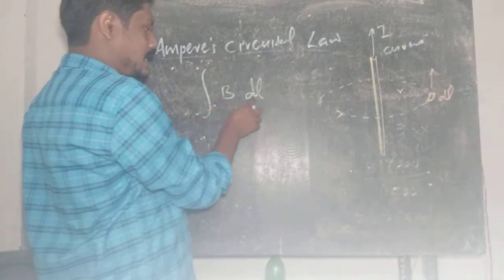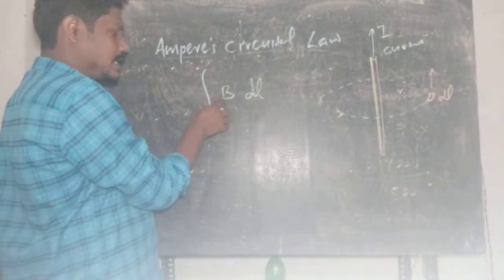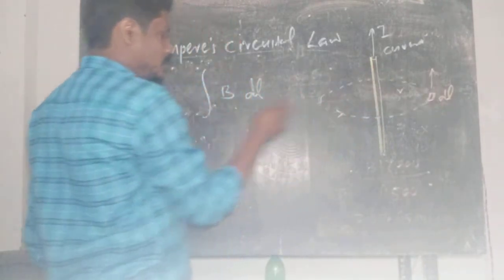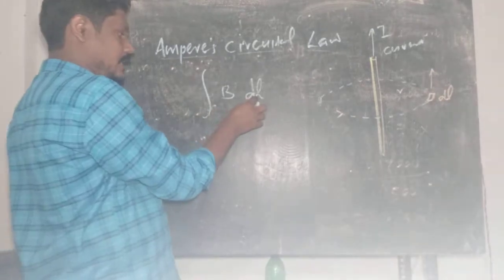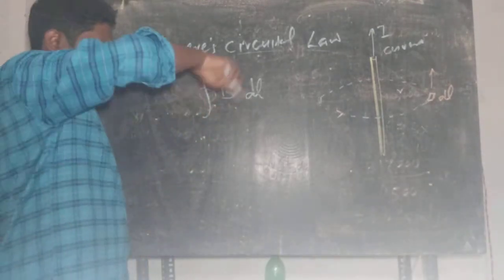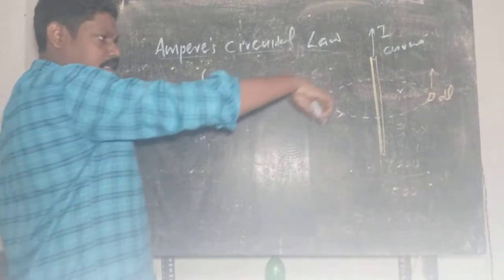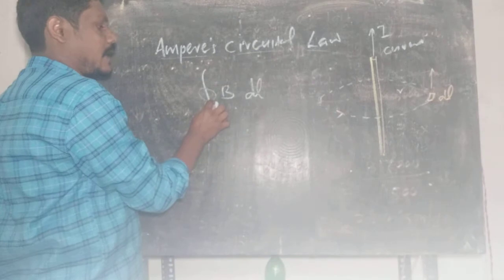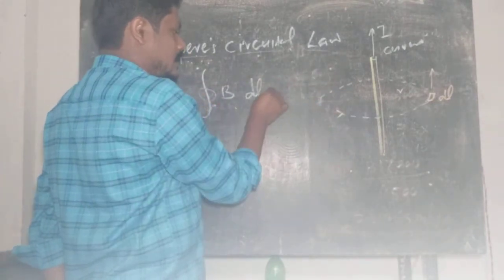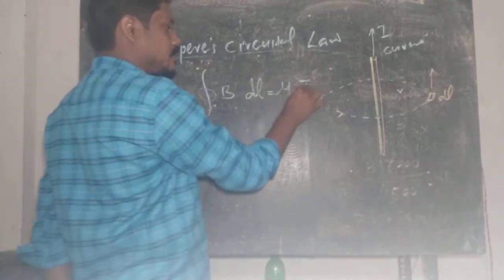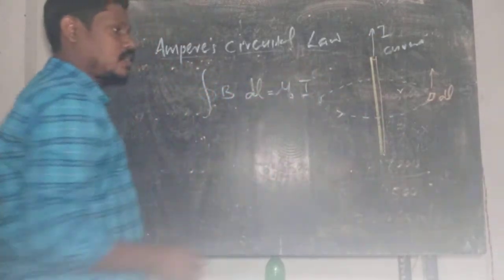So the line integral of the magnetic field, the magnetic field developed at that loop, over the entire closed loop. So we are integrating over the entire length of the loop. When we find such a line integral of the magnetic field over the entire loop, it gives the value mu 0 into the current enclosed by that loop.